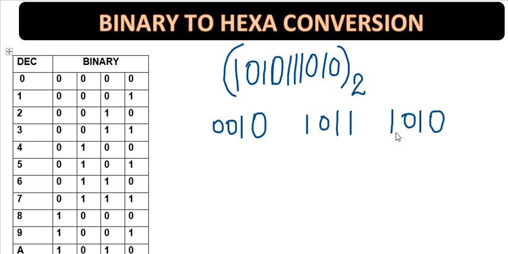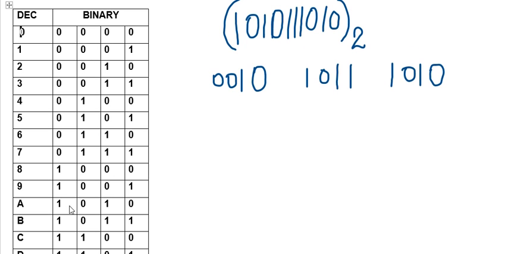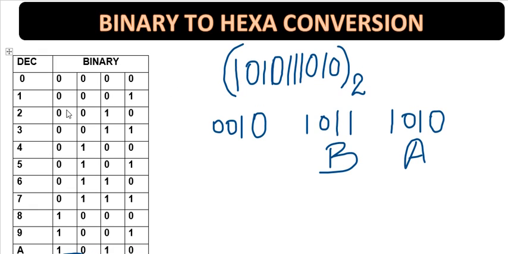Now if we see 1010, we'll find 1010 from this table. So we can see 1010 is here. We'll write the corresponding hexadecimal number which is written in front of it, that is A. Then we'll find 1011. So you can see 1011 and B is written. We'll write B. And 0010 is 2. So we'll write 2.